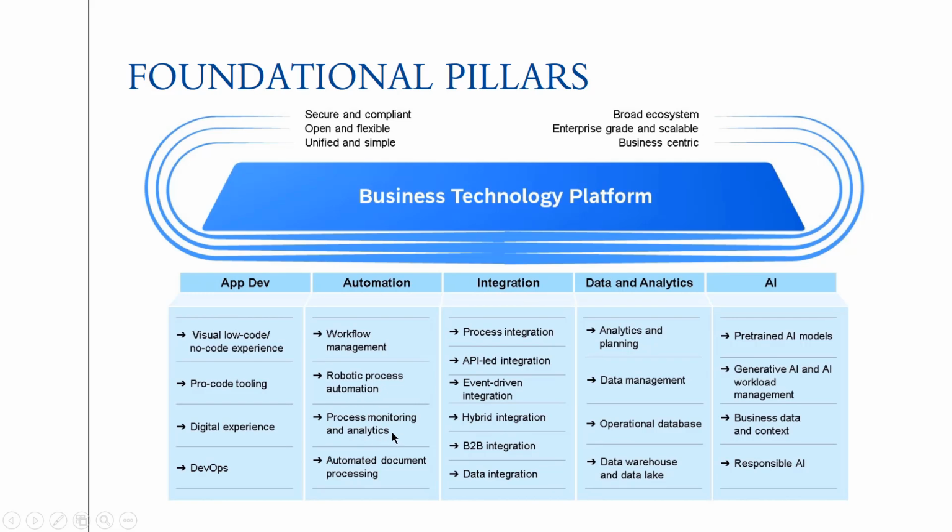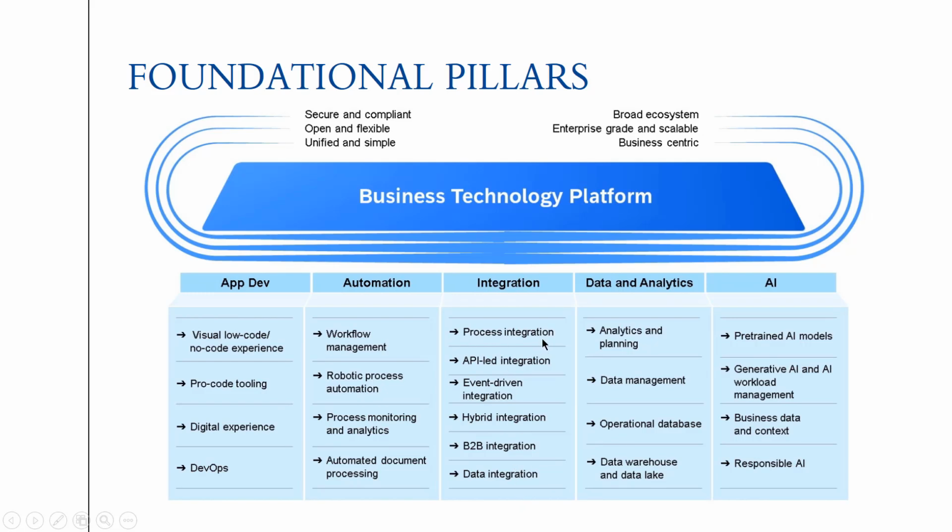When there is an issue, we can troubleshoot with the help of that analysis. And automated document processing: if you have huge documentation, that documentation can be automated, like you can process the document, you can summarize the documents. So all these things come under the automation pillar.